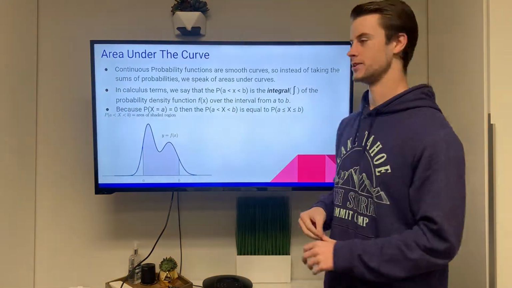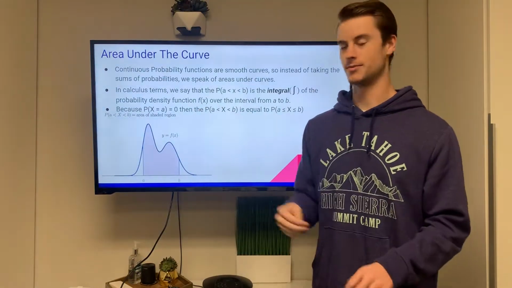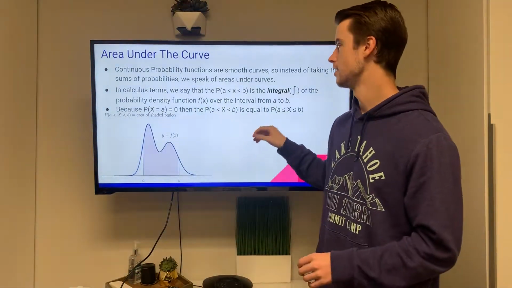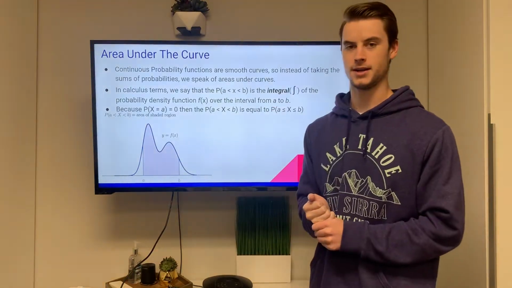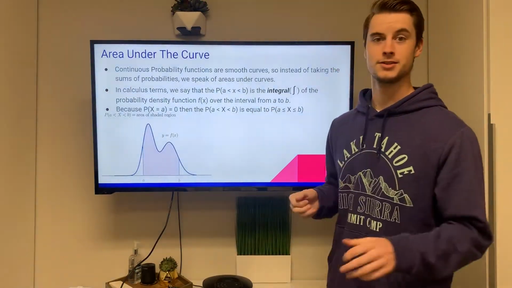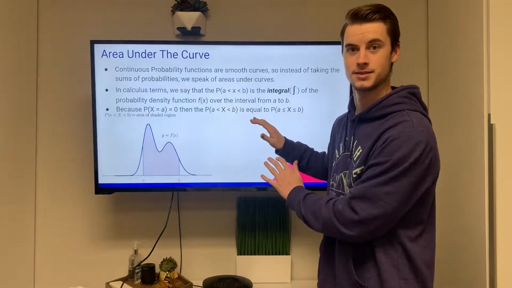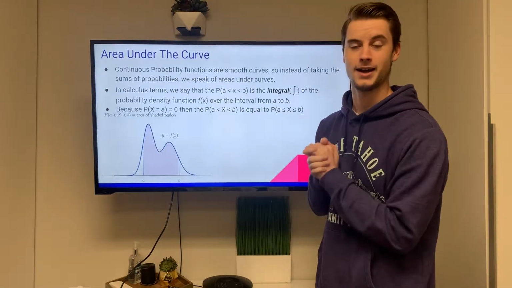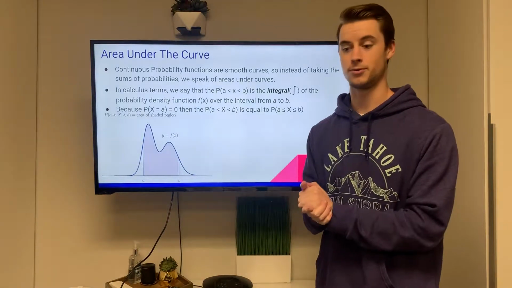Area under the curve. We take the integral of the probability density function f of x, so whatever the function of the curve is, we take the integral of that over the interval from a to b, okay? Again, this is just the mathematical side of it. You will never have to do this, but it's interesting to learn about and know, and I put it in here because it's important, okay?